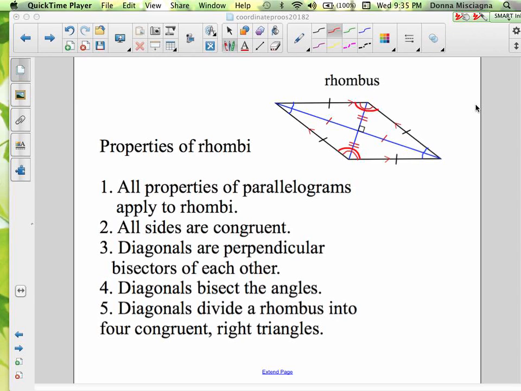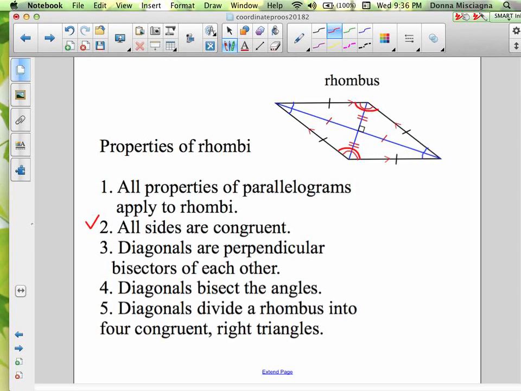Because all the sides are congruent, the diagonals are bisected. Right? The opposite angles are bisected, and the diagonals are perpendicular. That's going to make those 4 right triangles. Now, not all of these could be proved on the coordinate plane. We really can't prove much about angles on the coordinate plane besides the fact that we have right angles. Right? But what we can prove is that the sides are congruent.